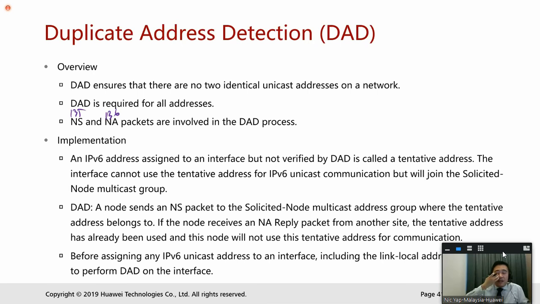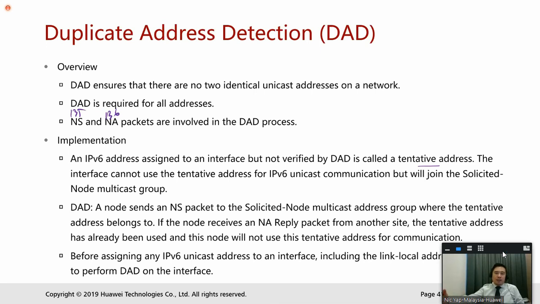So they're very similar to the address resolution. Okay, the NS and NA. For the implementation, an IPv6 address assigned to the interface but not yet verified by DAD is called a tentative address. Before it is verified, DAD is done in the background. They want to check, just like a gratuitous ARP. When the interface comes up, I need to check whether there is a duplicate in my network or not.